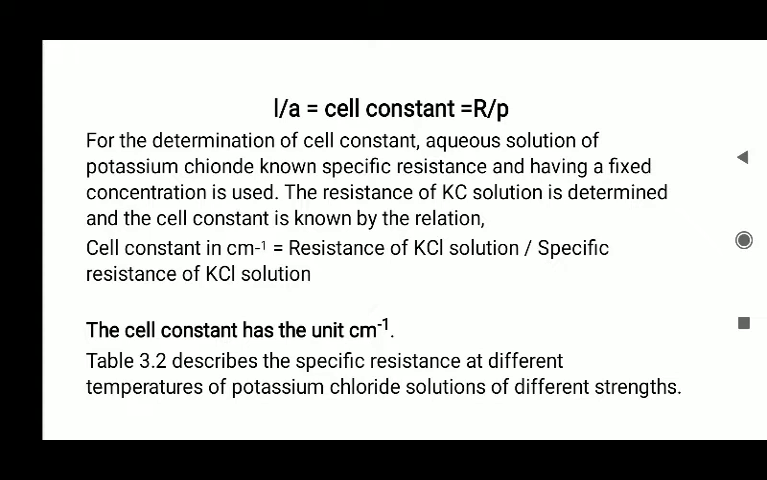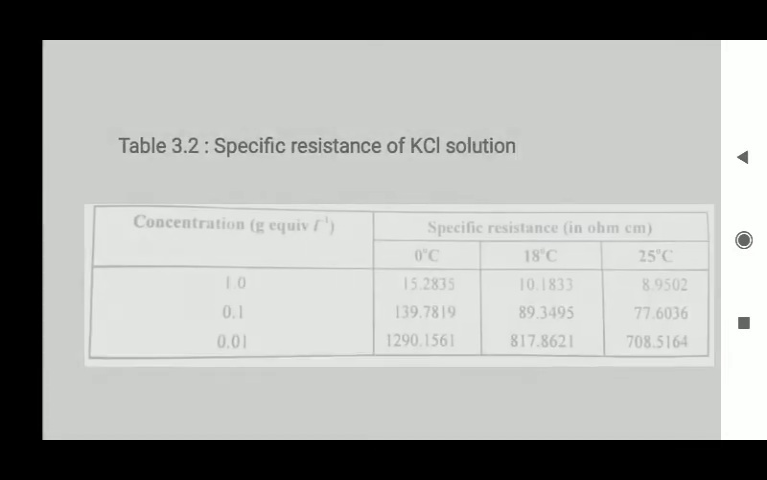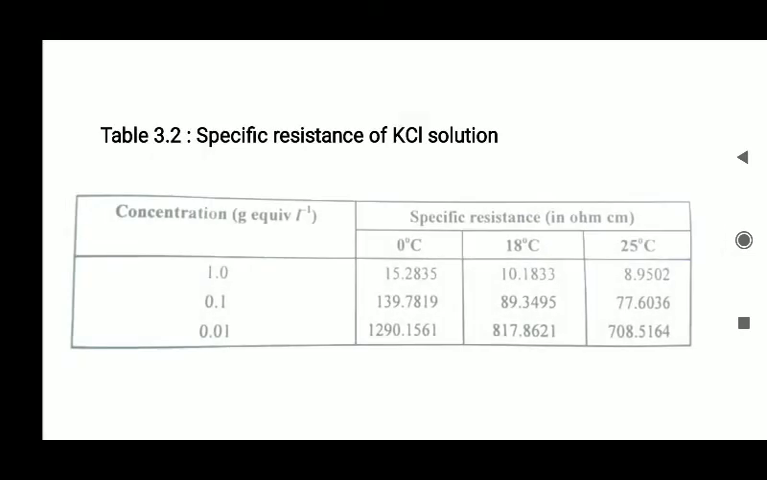The resistance of KCl solution is determined and the cell constant is known by the relation: cell constant is equal to the resistance of KCl solution divided by the specific resistance of KCl solution. This cell constant has unit per centimeter. The specific resistance of KCl solution is tabulated here.